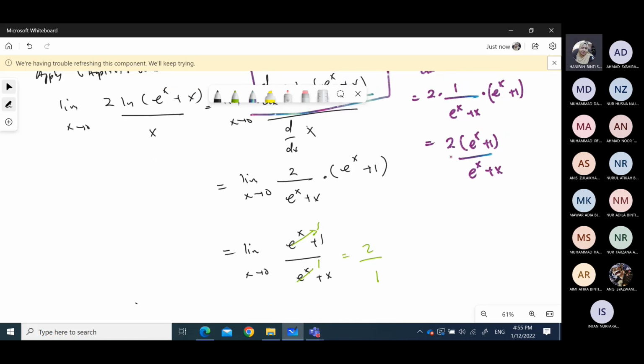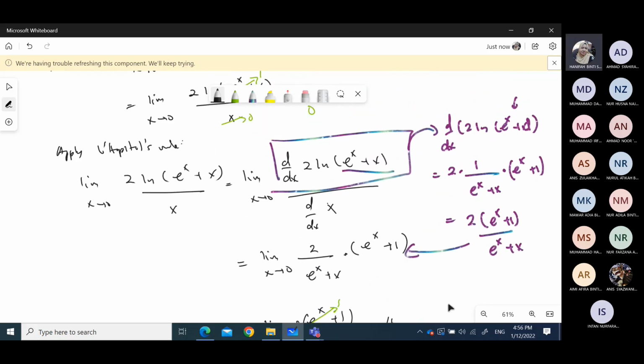Alright, so saya masukkan dalam ni. Sepatutnya ada 2 di sini kan? 2 times. Ini 1. 1 plus 1 is 2. 2 times 2 is 4. Ya, betul-betul. Kita akan dapat 4 kat sini. Okay, we have 4.